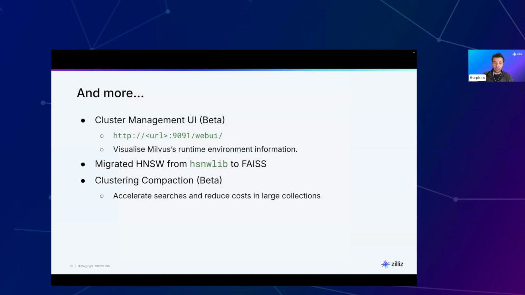Then we're also releasing a cluster management UI, which I'll show you a bit later on. But basically now, once you start this Docker image, you don't have to install anything else. It's already packaged in there. And it's very useful, actually. It allows you to visualize a lot of Milvus information about the database, about the collections, about queries that can be slow or things like that. You actually have a lot of information in there. We also migrated our HNSW from hnswlib to Faiss. And we're also releasing cluster compaction in beta, which allows you to accelerate searches and reduce costs in very large collections.